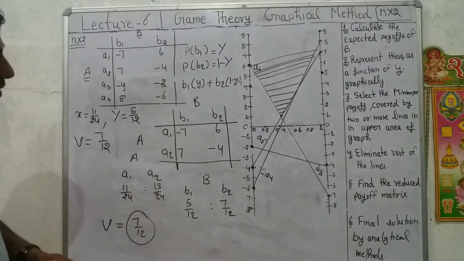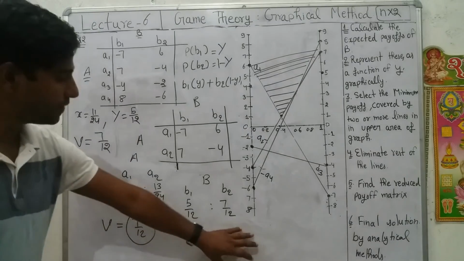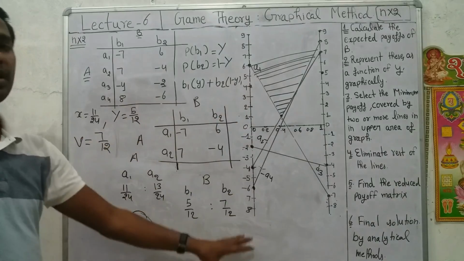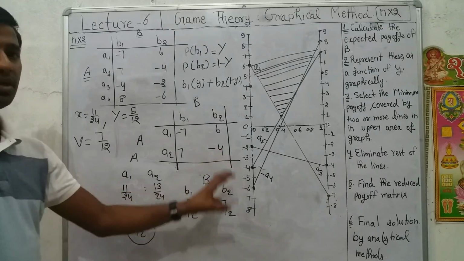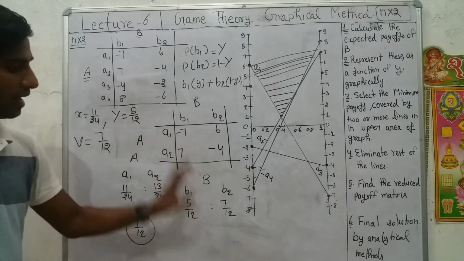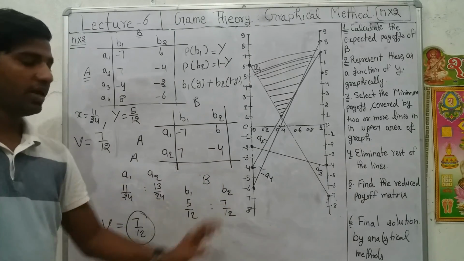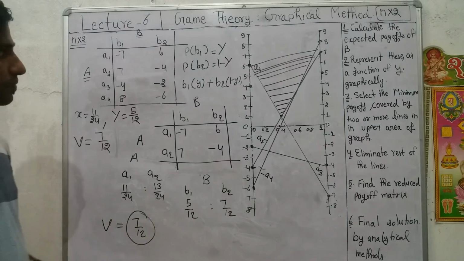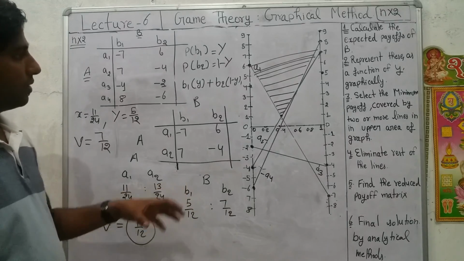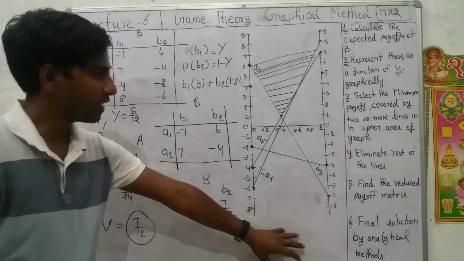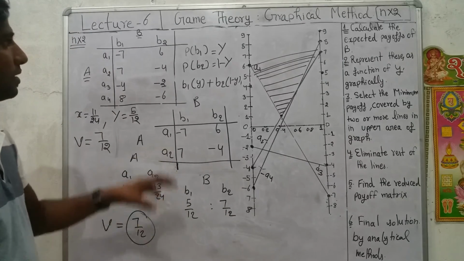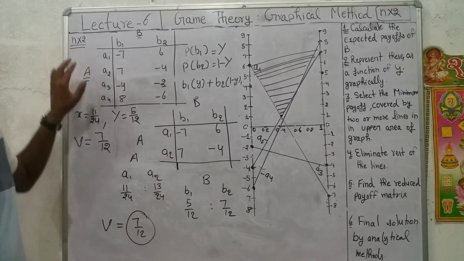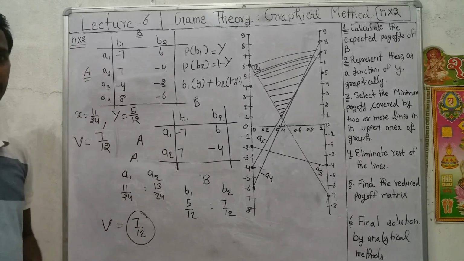So in this way we calculated the optimal strategies for company A and company B with the help of the graphical method, which we used to reduce the order of the game, and then finally we applied some analytical methods to calculate the final values. So in this way we can handle games of n by 2 order and of 2 by n order. Thank you.